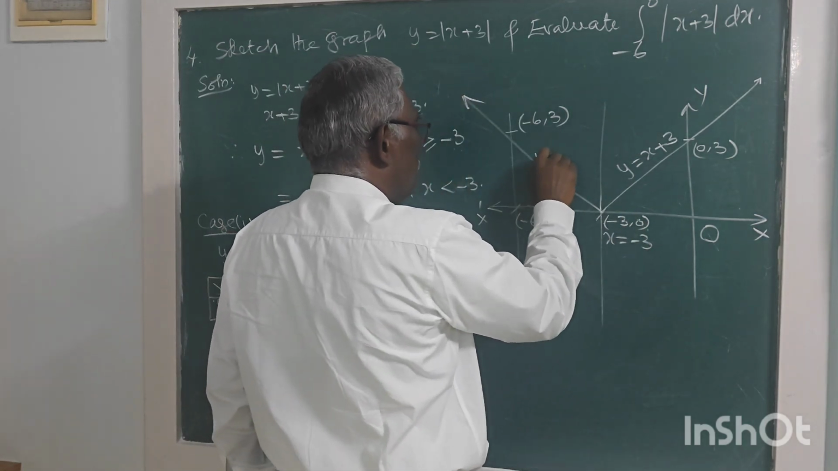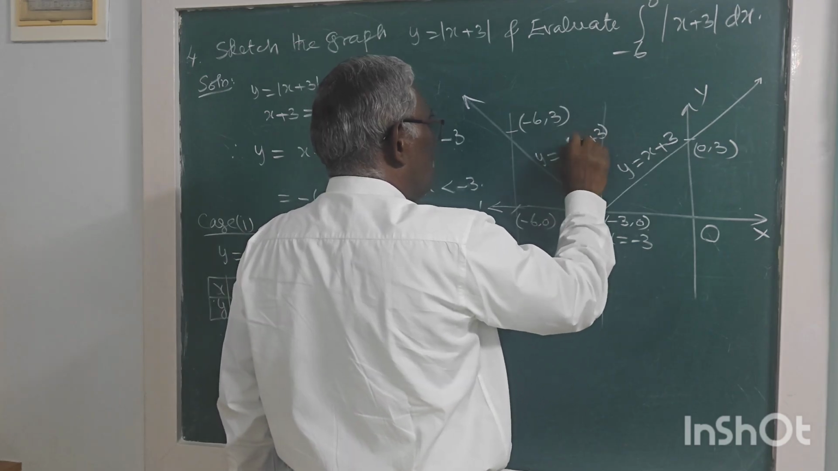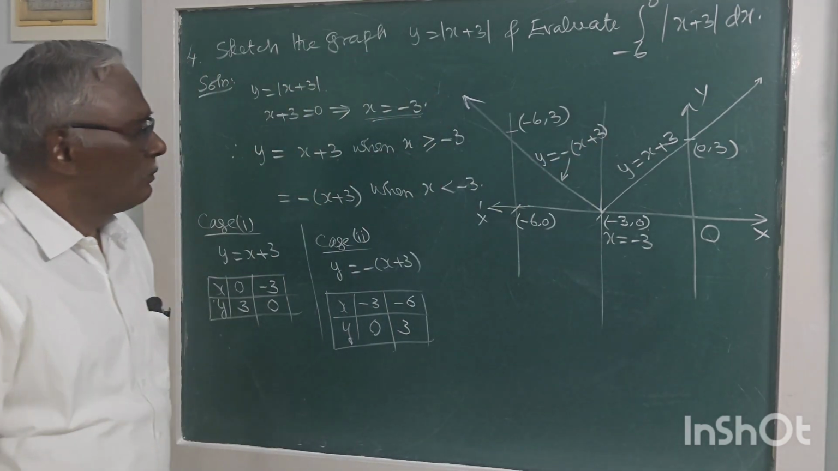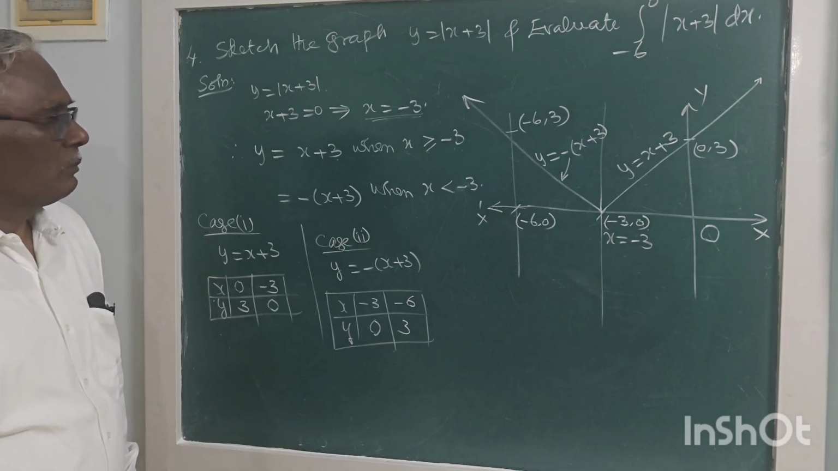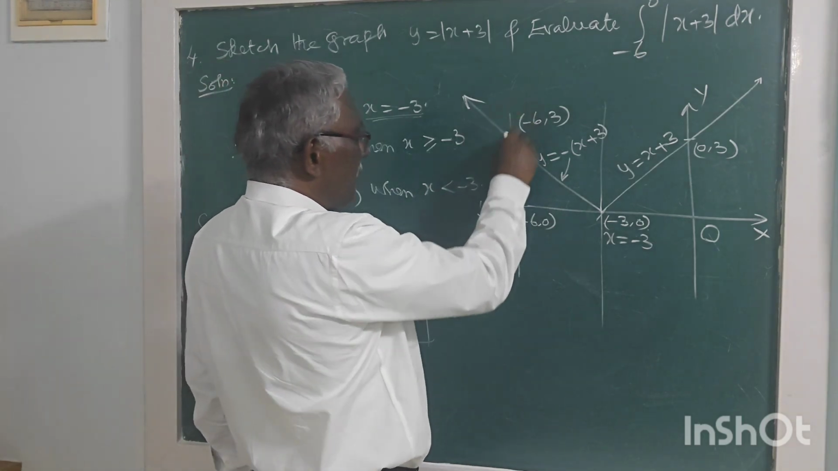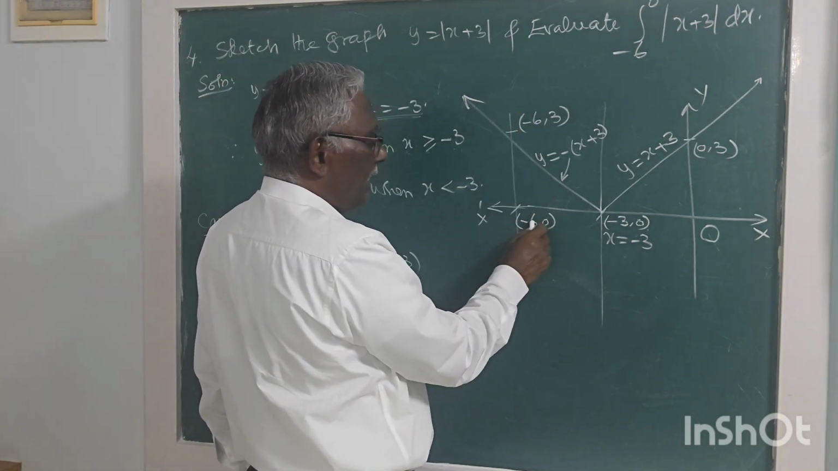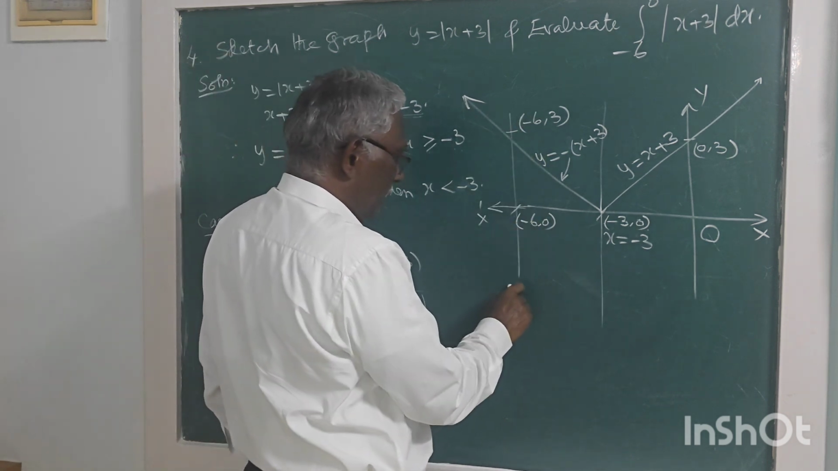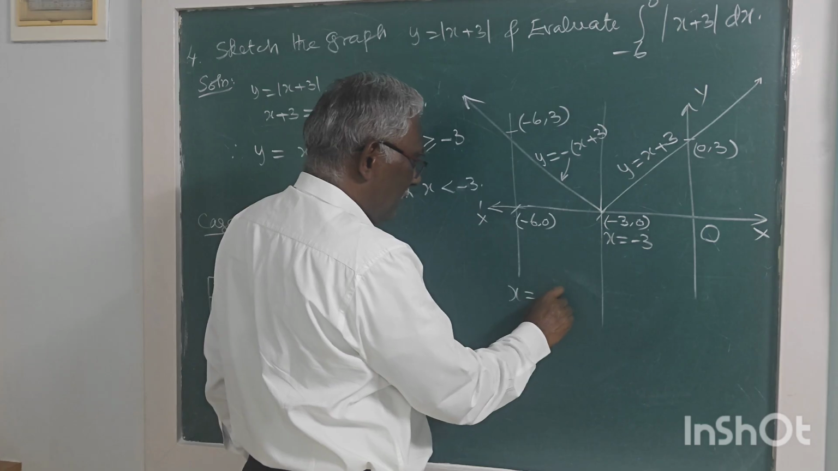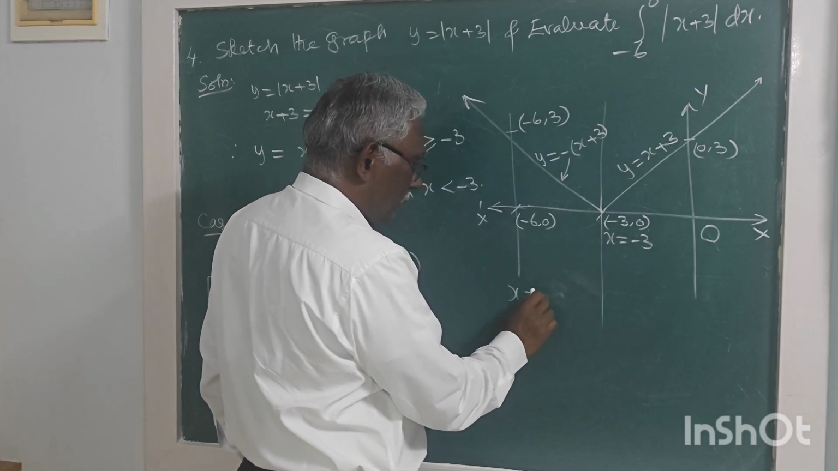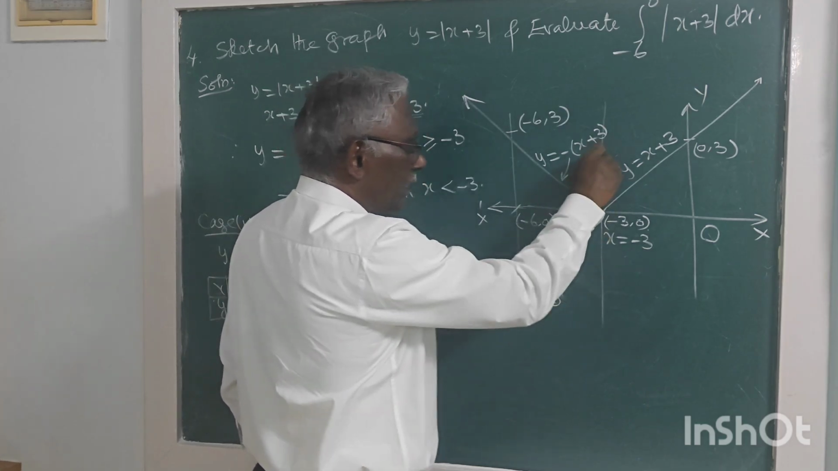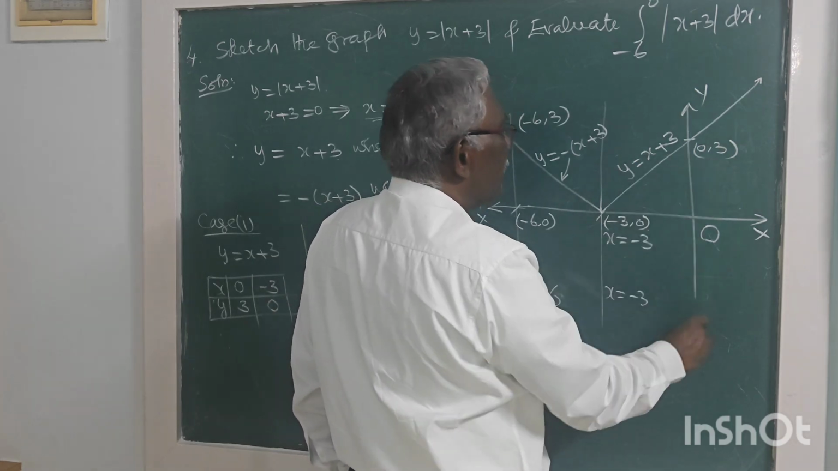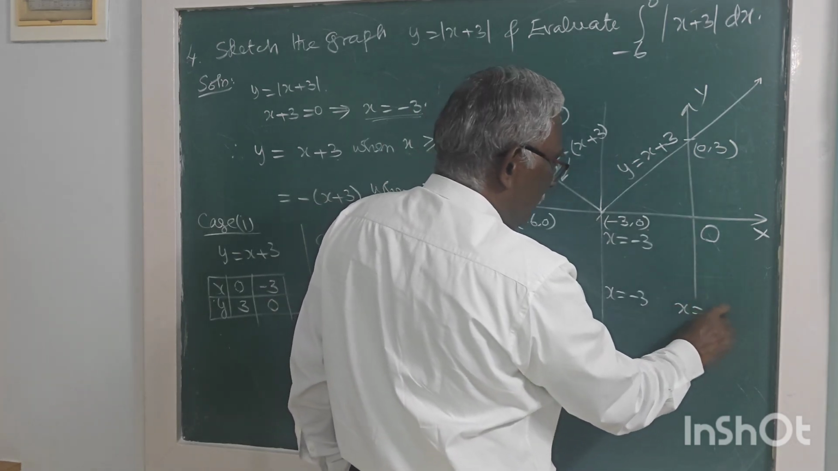So this is the equation of this line. The x coordinate of this point is minus 6, so the equation of this line is x is minus 6. Equation of this line is x is equal to minus 3. Equation of the y-axis is x is equal to 0.